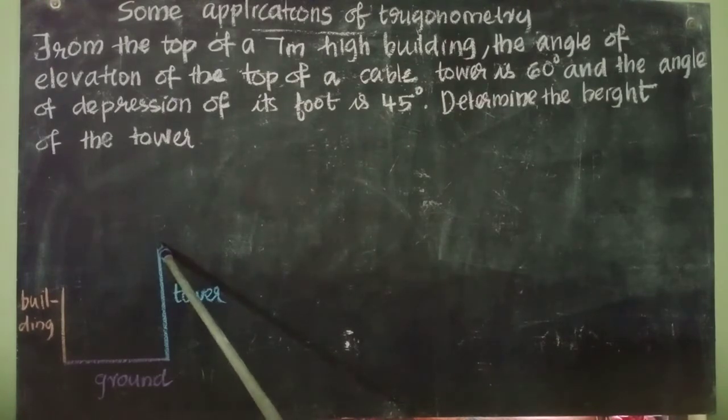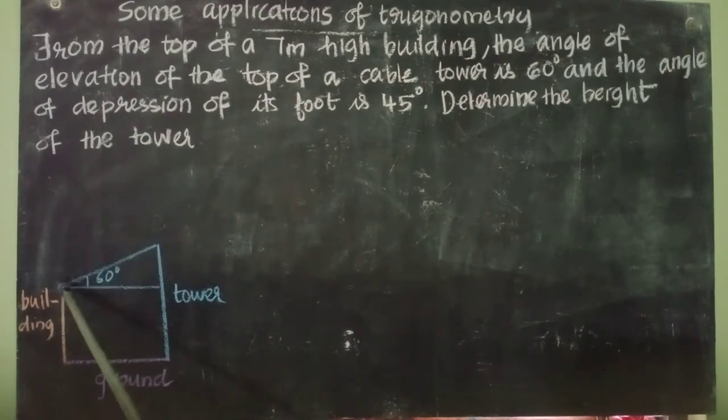Let us draw it. So we have marked the line of sight. Don't forget to draw the horizontal line. This is the horizontal line. So here is formed the angle of elevation 60 degree.